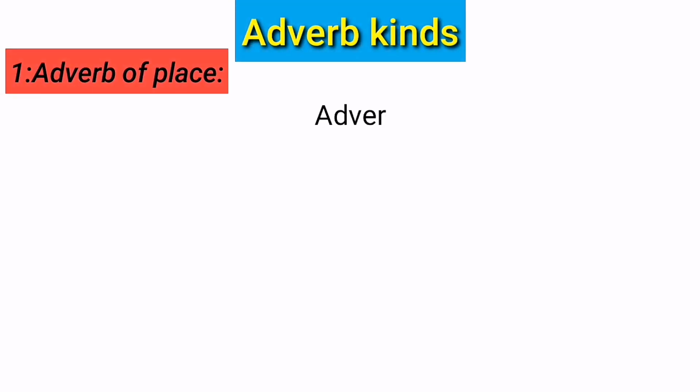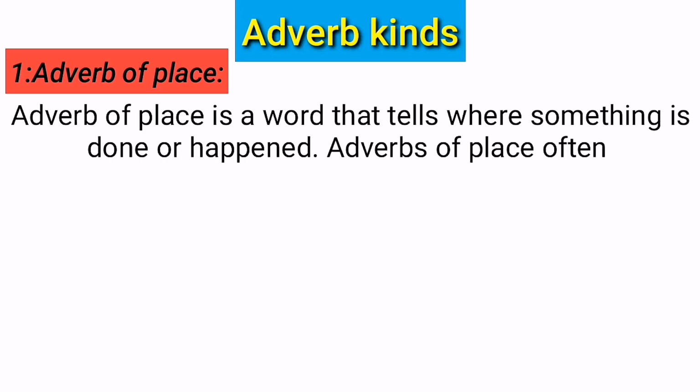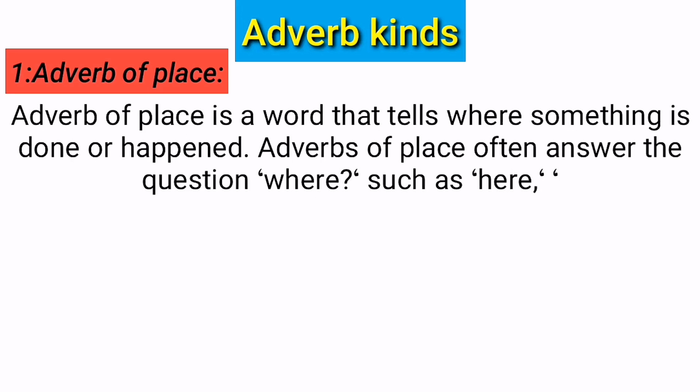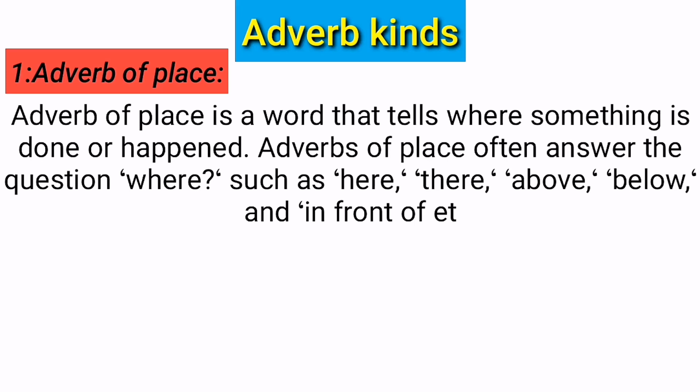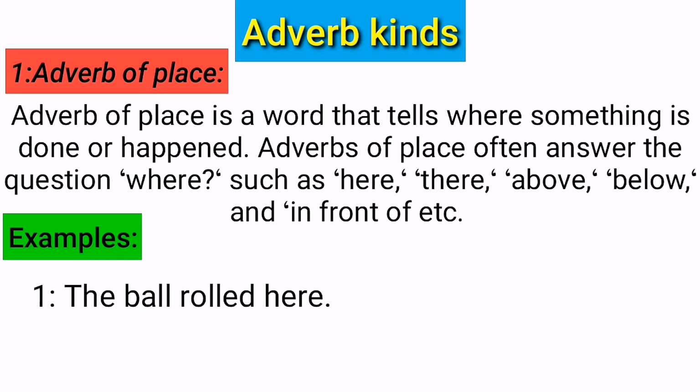Adverb of place. An adverb of place is a word that tells where something is done or happened. Adverbs of place often answer the question, where, such as here, there, above, below, and in front of. For example, the ball rolled here. It is an example of an adverb of place. The adverb, here, tells us that the ball is located in this place. In this sentence, the adverb, here, is modifying the verb, rolled. This means that the ball rolled to this place.